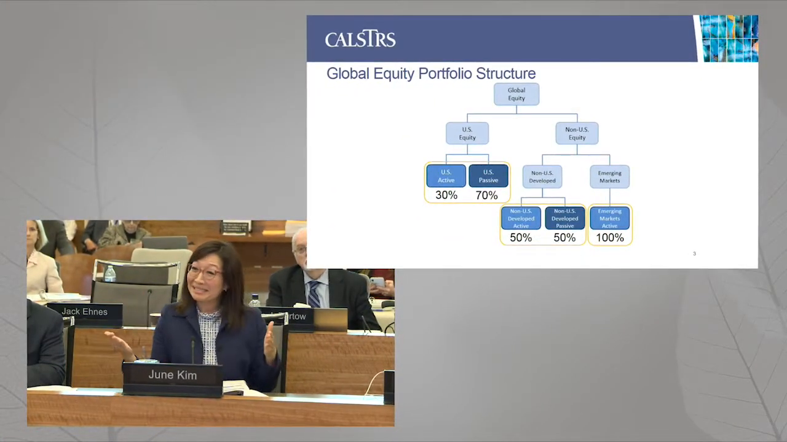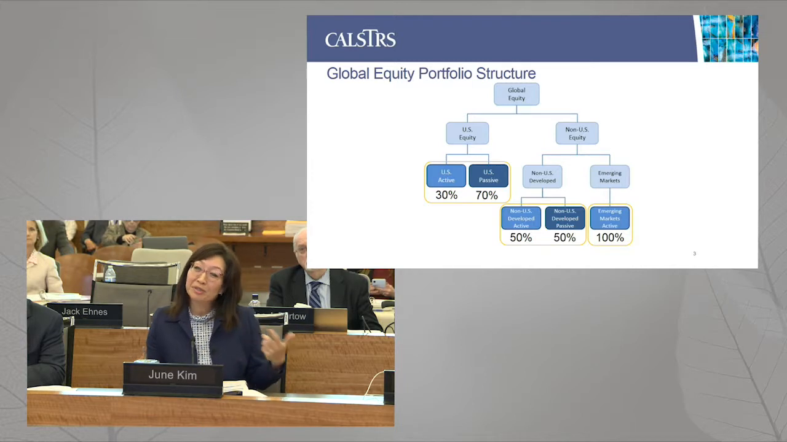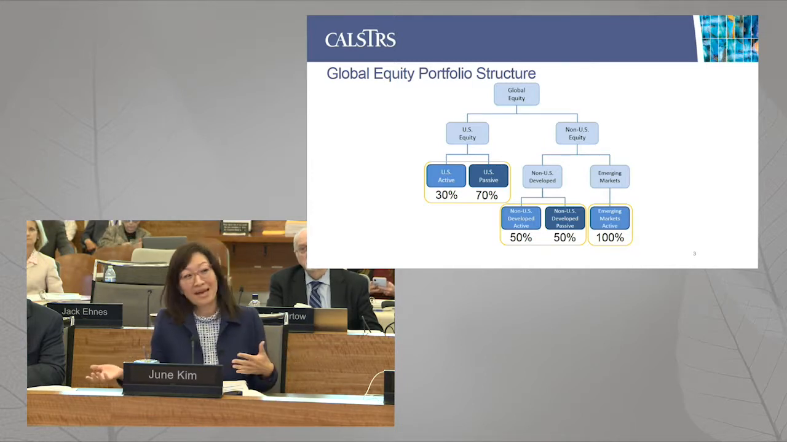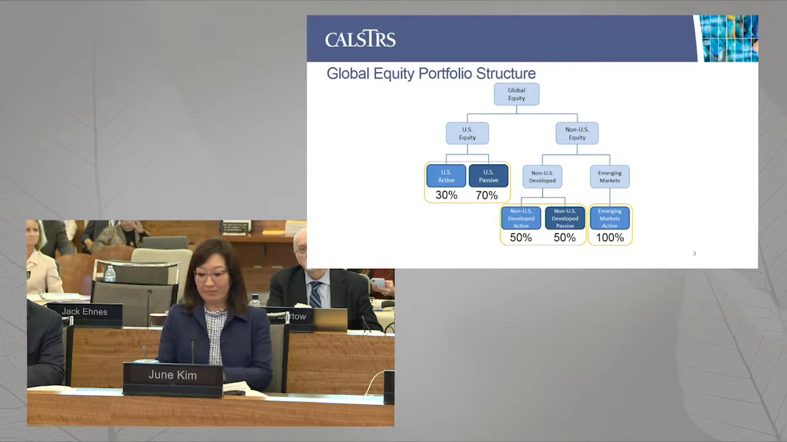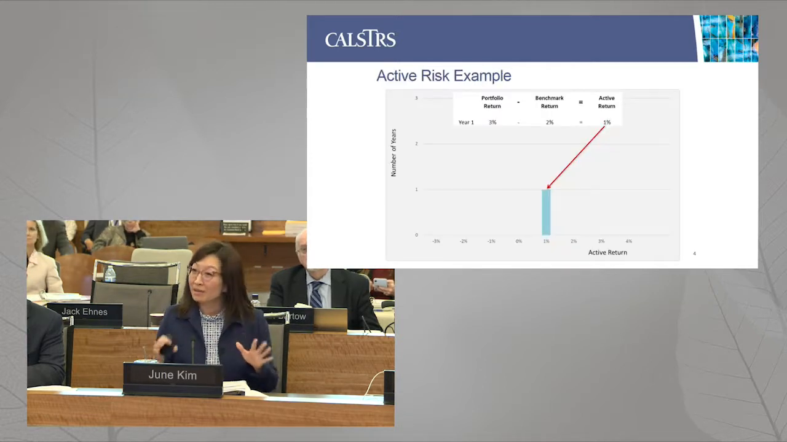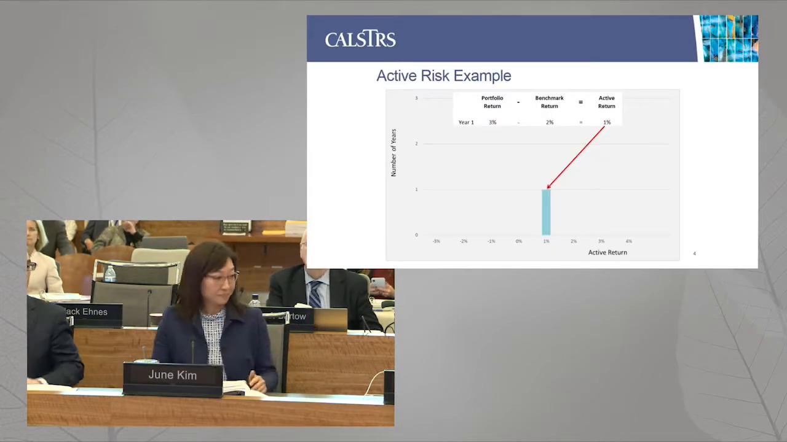But those indices themselves differ from the cap-weighted Russell 3000, so they have some active risk. This blurs the line between what's active and what's passive. And as the portfolio evolves, we think this is a timely discussion to have with the board, which is why we're here today with this topic. Ray will talk us through some examples, and then we'll come back.